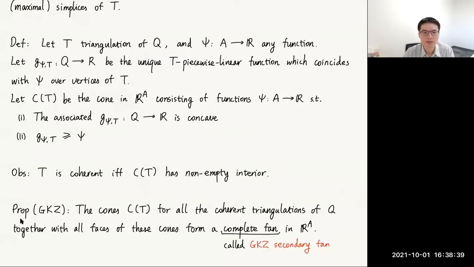It's proved in the book by GKZ that the cones C_T for all the coherent triangulations of Q, together with all faces of these cones, form a complete fan in R to the power A. And this complete fan is called the GKZ secondary fan, the Gelfand-Kapranov-Zelevinski secondary fan. So that's all it is.